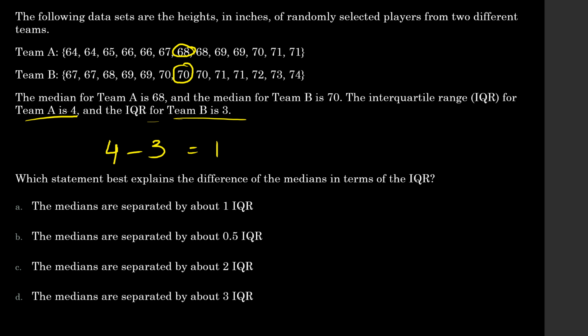However, keep in mind that these are two different medians. So when we have that 1, which is the difference between the two, we need to divide it by 2, since we are taking into account two different interquartile ranges. And 1/2, if I were to change it to a decimal, would be 0.5. So B would be correct here. The medians are separated by about 0.5 interquartile ranges.